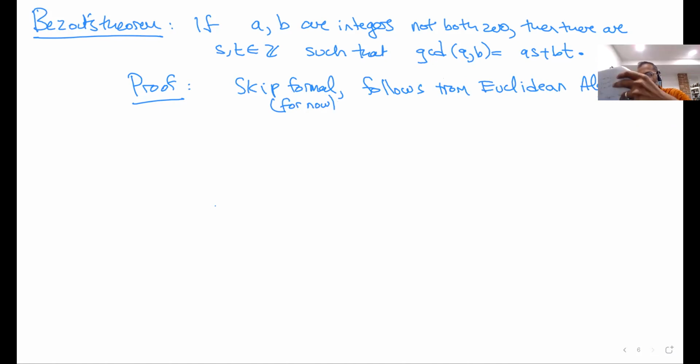Now, great question: why would we care about this, right? Why is this important? The reason this is important is that this allows you to prove a very important lemma called Euclid's lemma, which sounds intuitively clear, but actually I don't know any way to prove it other than by doing this.